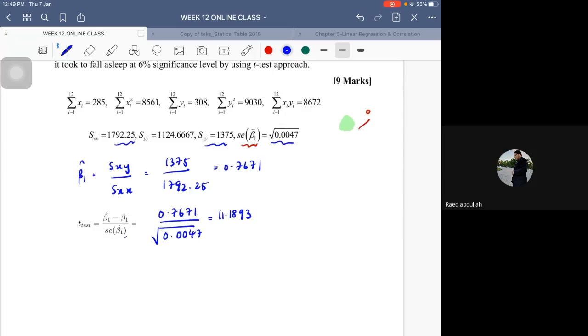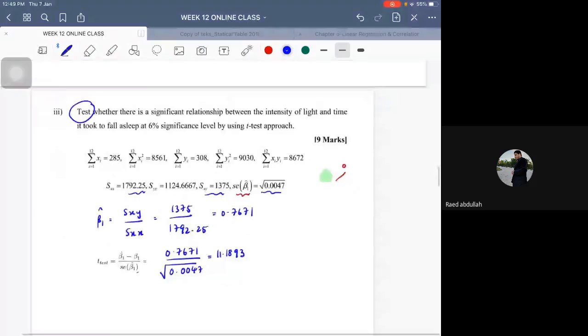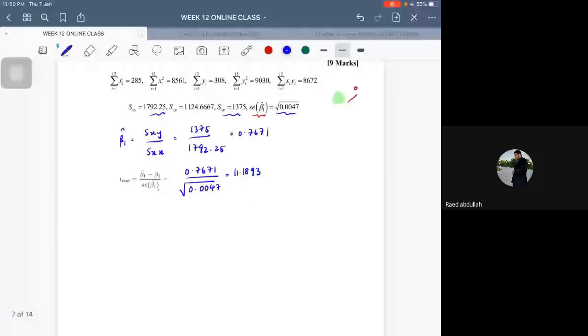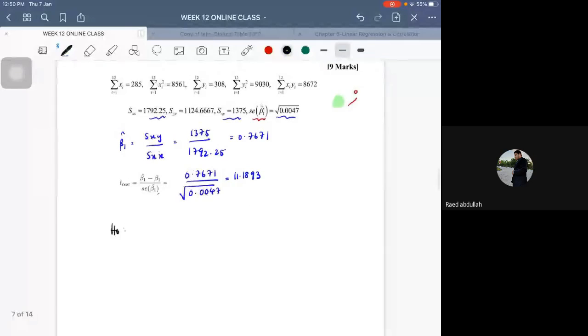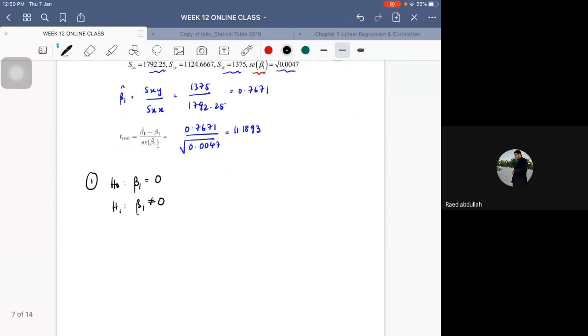Now that I already have the value of the t-test, we can conduct the test right away. Remember, every single time the question asks you to test or conclude whether there is a significant relationship, this is definitely going to be hypothesis testing. And bear in mind, when we do hypothesis testing, it always starts with the hypothesis itself. So write down the hypothesis first. Please do not simply write reject or do not reject. It always starts from step number 1, which is the hypothesis. Our null hypothesis is beta 1 equals 0, no relationship, and the alternative is beta 1 not equal to 0. Our t-test we have already obtained, with a value of 11.1893.